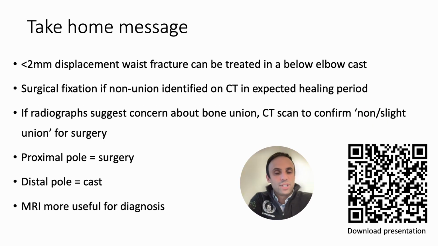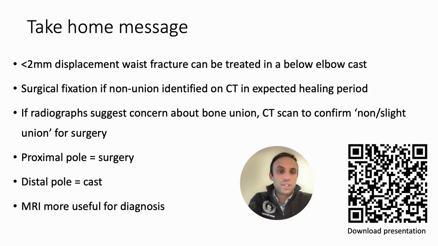So here are your take-home messages for the FRCS examination. If you have a scaphoid fracture, which is of the distal pole or the scaphoid tubercle, or of the scaphoid waist, which is less than 2 millimeters displaced, it can be treated successfully in a below elbow cast for around 6 weeks. The cast will be in wrist slight extension and doesn't include the thumb. If, however, it is of the proximal pole, there's comminution or an associated injury, or it's displaced, you may need to think about surgical fixation, or if there's a non-union identified on CT in the expected healing period.